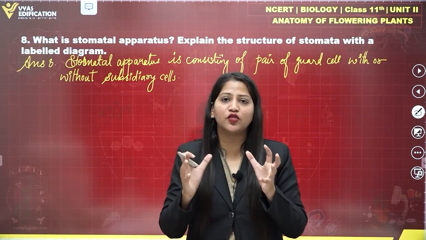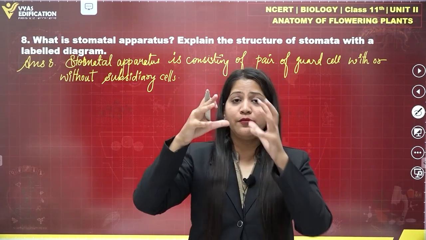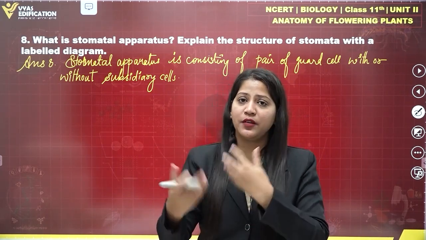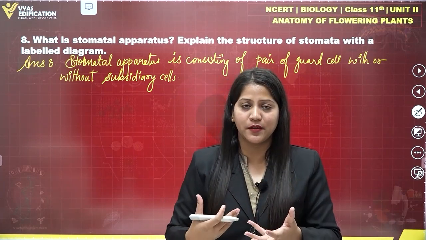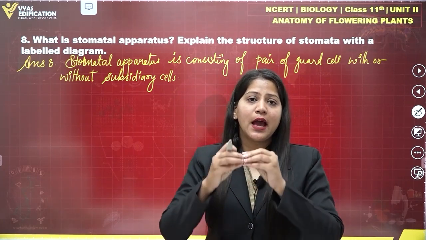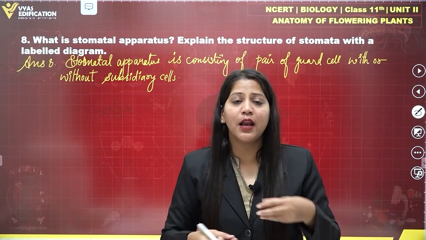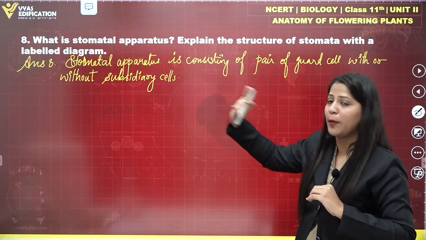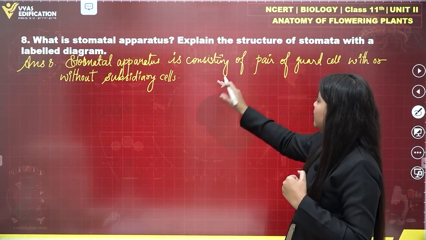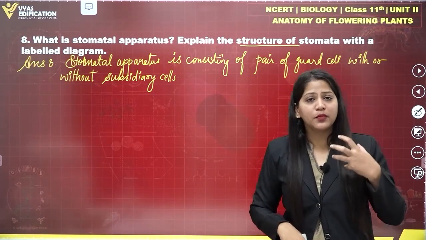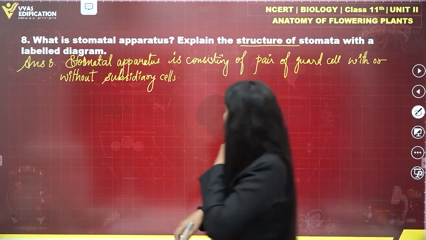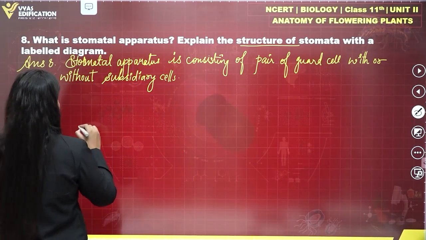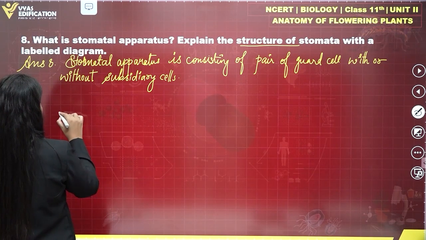So stomatal apparatus is not a new thing. It is what we call it when we have a pair of guard cells along with subsidiary cells. Subsidiary cells can be present or can be absent, right? So any apparatus which is having a pair of guard cells with or without subsidiary cells, we'll call it a stomatal apparatus. Now we have to explain the structure of stomata and label it as well. So first of all we are going to make the structure of stomata.